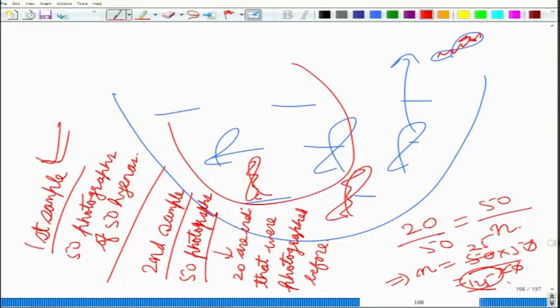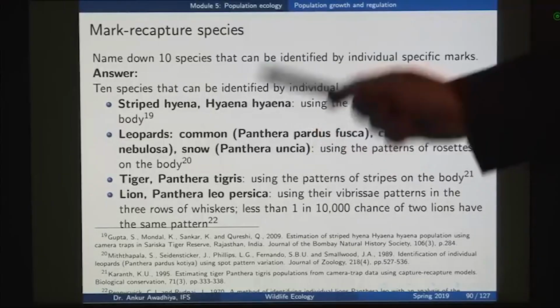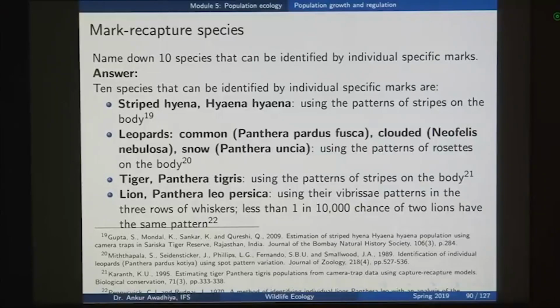So, even though in this case we are not capturing the hyena, we are not painting it in some color, we are able to make use of the body colors, the body patterns to identify the individual, and just by taking a picture of the animal, we can do the same experiment of capture, mark, release, recapture. And these kinds of patterns are prevalent in a number of species.